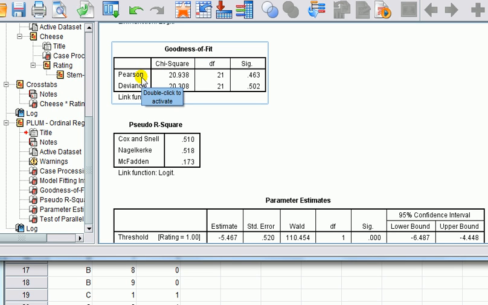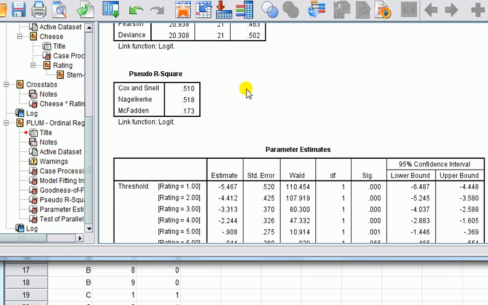We report either the Pearson or the deviance. I think it's popular to do the deviance. So it's about 20. They're very similar anyway. 20, and the significance is 0.5, so it's bigger than 0.1 or bigger than 0.05, so there's no evidence to reject the null, that the null being that our model is adequate. So that's a good sign.